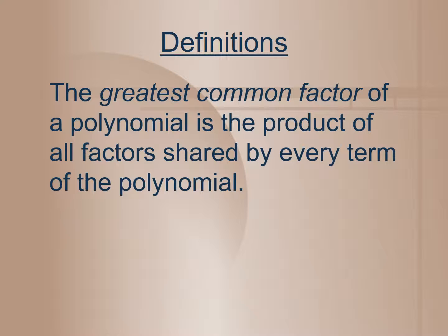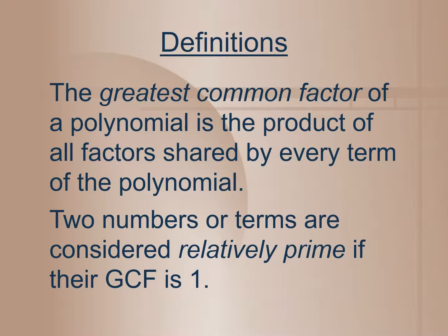The greatest common factor of a polynomial is the product of all the factors that are shared by every term of that polynomial. If two numbers have only the greatest common factor of 1, we say that they are relatively prime.